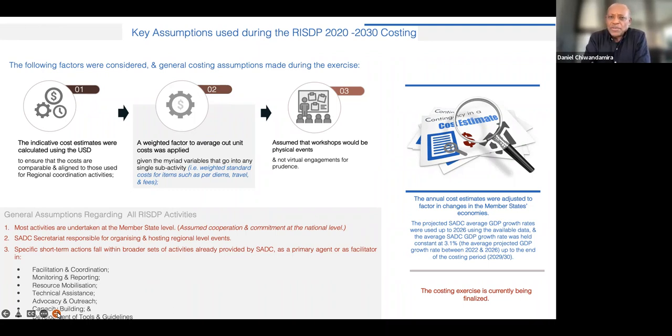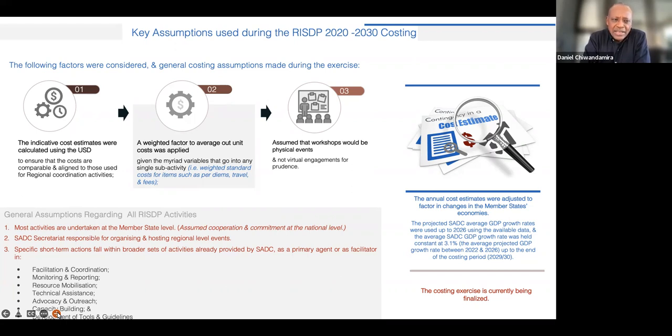In the case of workshops, it was also assumed that these events would largely be physical events and that we would not have virtual engagements. This is obviously a worst case scenario in terms of costing. If we do have hybrid events or events that are virtual, it will then mean that these would cost less.